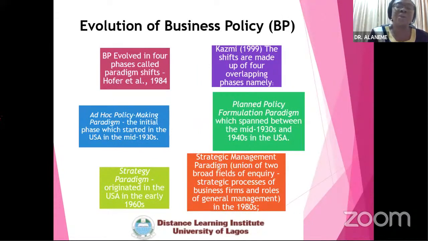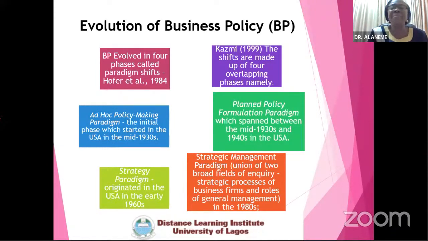Now let's look at the ad hoc policy making paradigm. Ad hoc, like the name suggests, is something you just put together probably in the short term. Like you have committees, say in your church, in your place of work, everywhere. You can just put up maybe an ad hoc committee that will just do a certain thing. And because of the nature of what is happening around at that time, you decide to have an ad hoc committee. And so that phase or paradigm started in the 1930s in the USA. And why was it so?